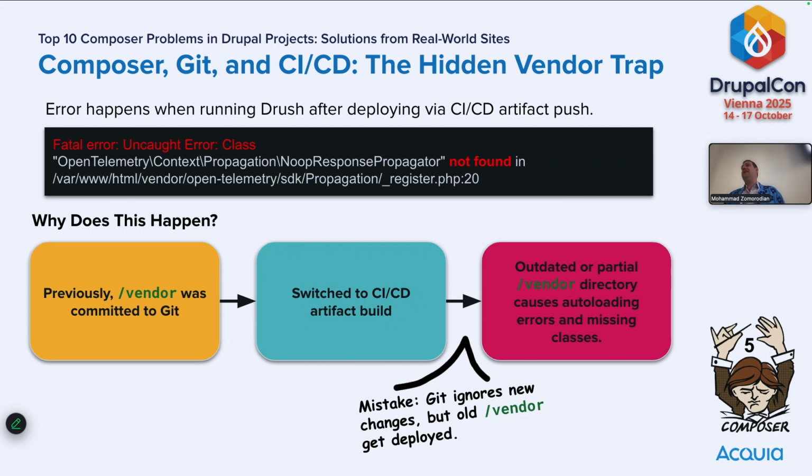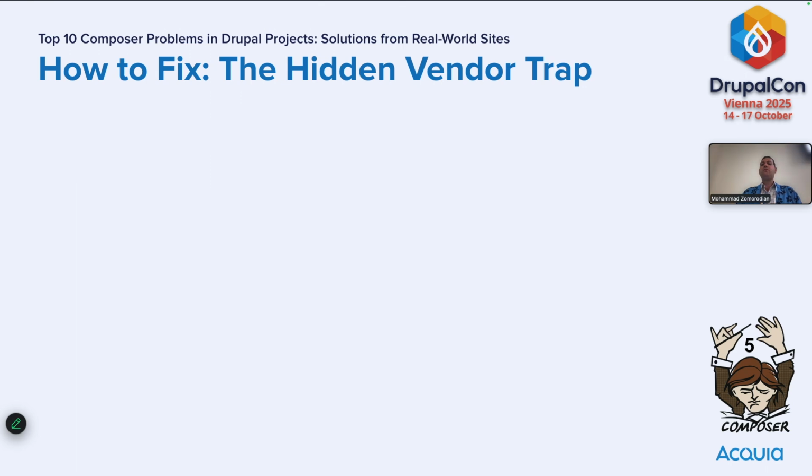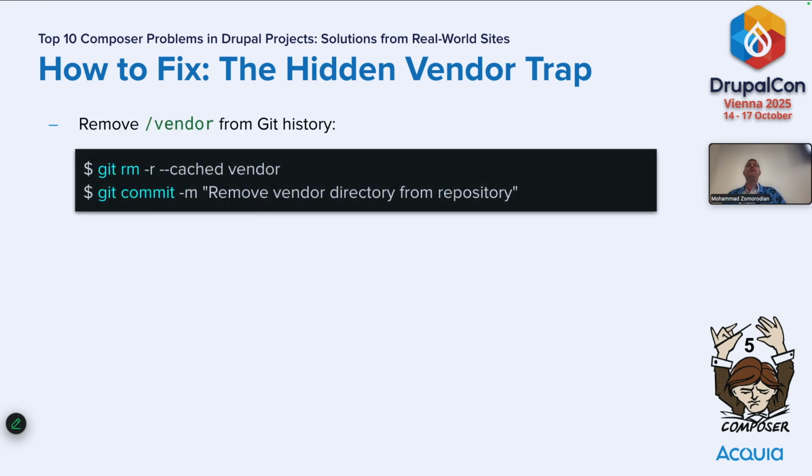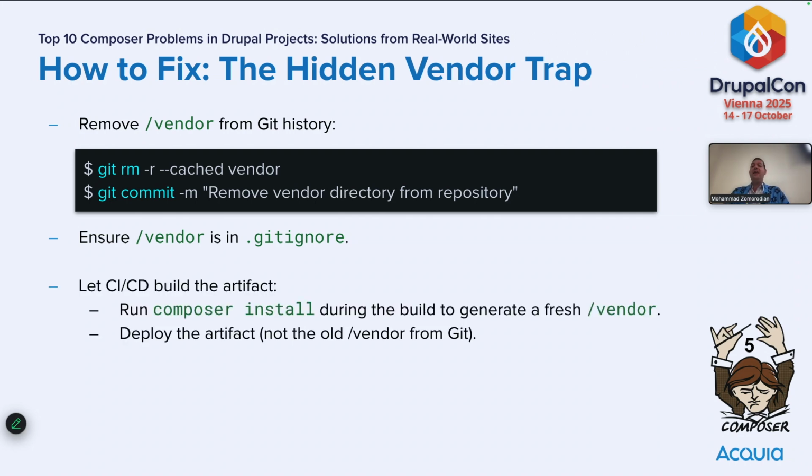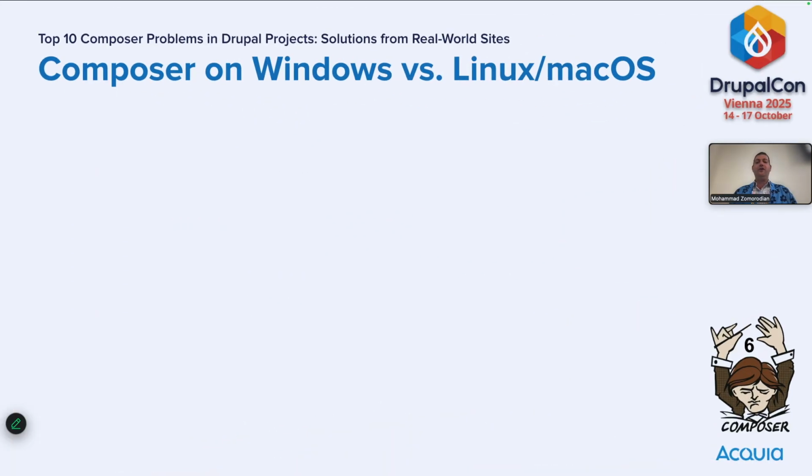So try to avoid that and make sure you are using the push artifact mechanism. You can do it locally, you don't have to use a CI/CD process, but there are some commands and tools that still give you the benefit of the push artifact mechanism. How to fix it? Clear the Git cache and remove the vendor directory entirely, then commit your change again and make sure you have the vendor directory in .gitignore. Then use the CI/CD process again, make sure it runs an appropriate composer install, and creates a fresh vendor directory.